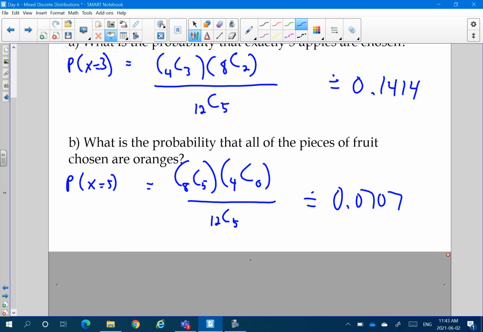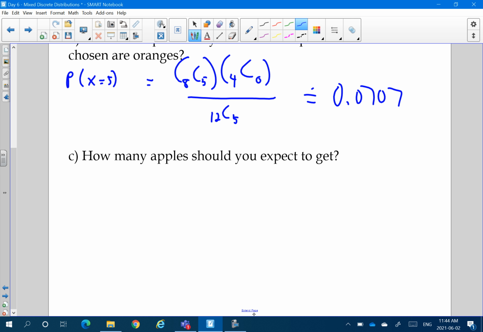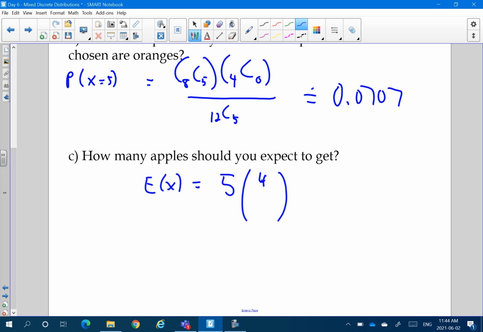All right, and the last one here. How many apples should you expect? There's that expected value again. So again, it's the same formula. It's EX. Now remember, we were taking 5 pieces of fruit randomly. And what were the chances of getting an apple? Well, let's go back. There were 12 pieces of fruit and 4 of them were apples. So really, your very most basic probability would be 4 to 12. So it's about 1.67. Therefore, between 1 and 2, maybe a little closer to 2 apples should be chosen that you should expect to get out of those 5.